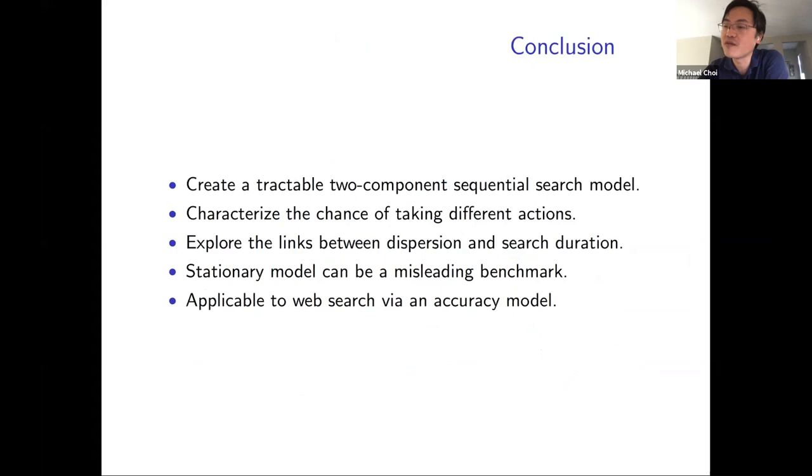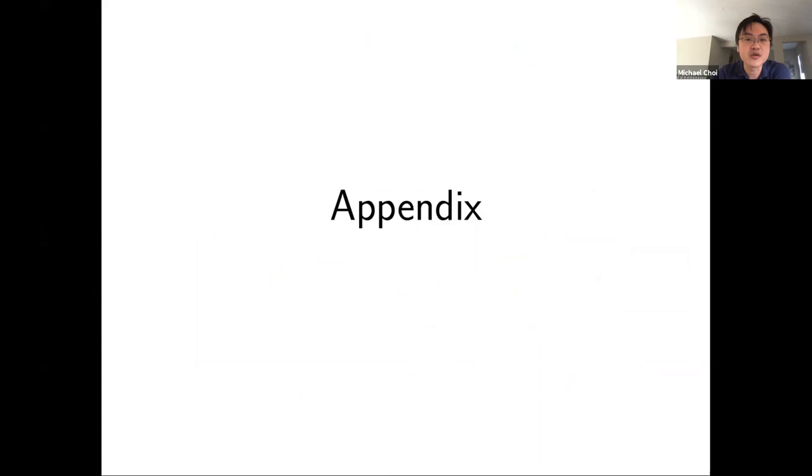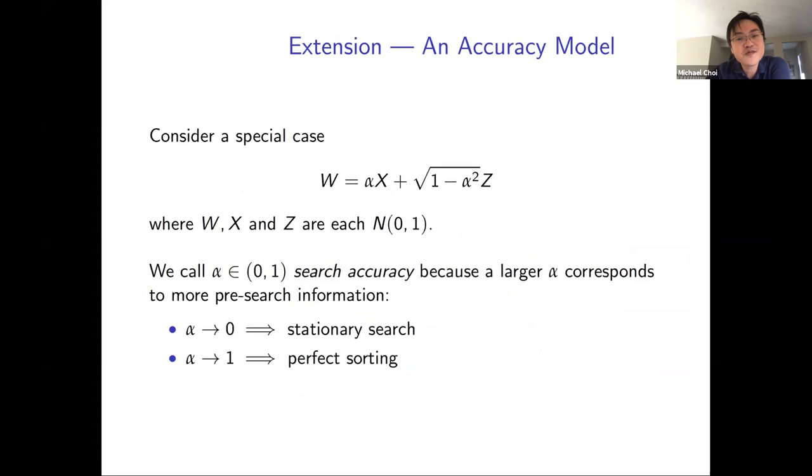One thing I want to say before I conclude. Yes. So this goes back to one of the questions: why we assume the known and hidden factor are both random variables. In one of the applications that I don't have time to talk about, we actually have an accuracy model.